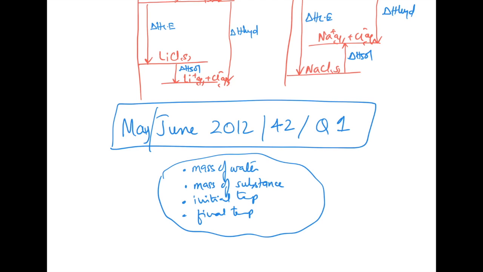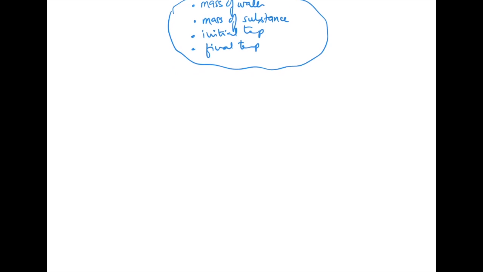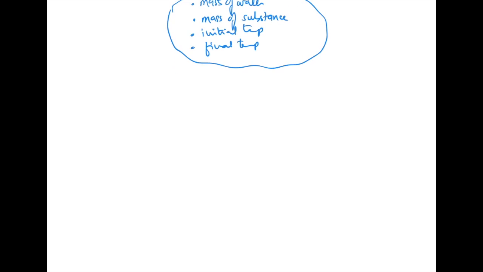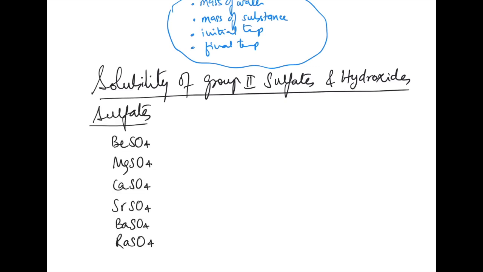calculate enthalpy of solution. Now, guys, once you've learned enthalpy of solution, hydration, lattice energy, it has a very good application in group 2, right? Where we explain solubility of group 2 sulfates and hydroxides down the group. So let's see solubility of sulfates in group 2 down the group. Let's see group 2 sulfates first. So here are group 2 sulfates.